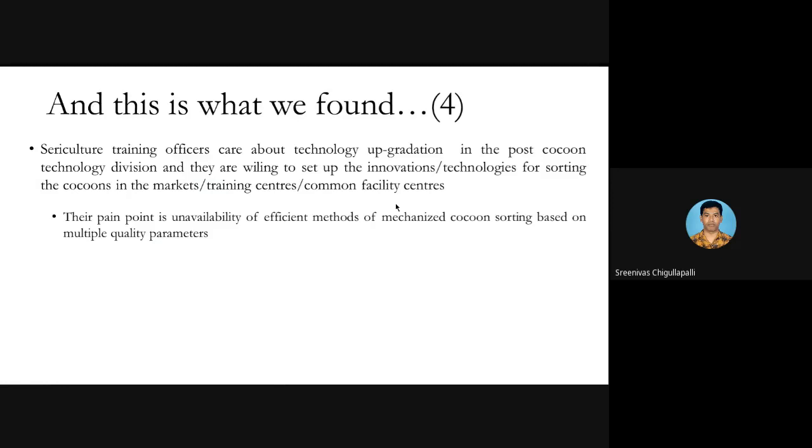Yeah, so another customer segment is training officers. Sericulture research institutes and training institutes are there under the Central Silk Board, who take care of technology upgradation in the sericulture ecosystem. The accurate sorter grader falls into the post-cocoon technology, because after you get the cocoons from the field, you sort and grade them and process them for the reeling process. They care a lot about technology upgradation and innovations, especially for cocoon sorting in markets, training centers and common facility centers. They also don't have efficient methods of mechanized cocoon sorting based on multiple quality parameters.